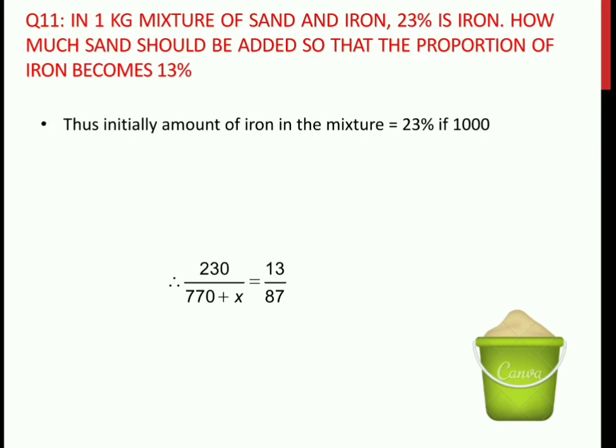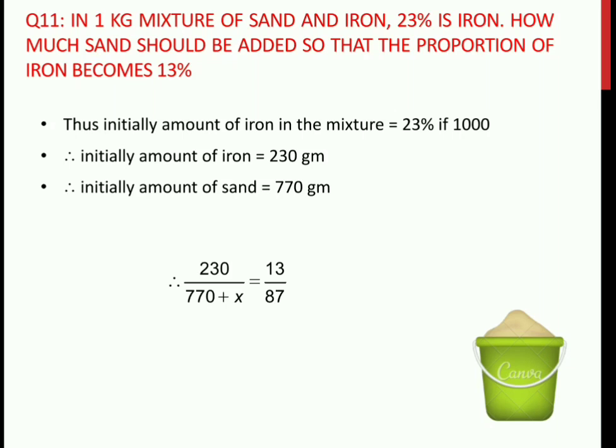So initially the amount of iron in the mixture is 23% in 1 kg mixture. So 23% of 1000 is nothing but 230 gram. So 230 gram is iron and the remaining is sand. So sand is equal to 770 gram. Now let's say that x of sand is added to the mixture in such a way that the proportion of iron becomes 13%. So in the new mixture, if iron is 13%, then the remaining will be sand, and sand will be 100 minus 13, which is nothing but 87%.